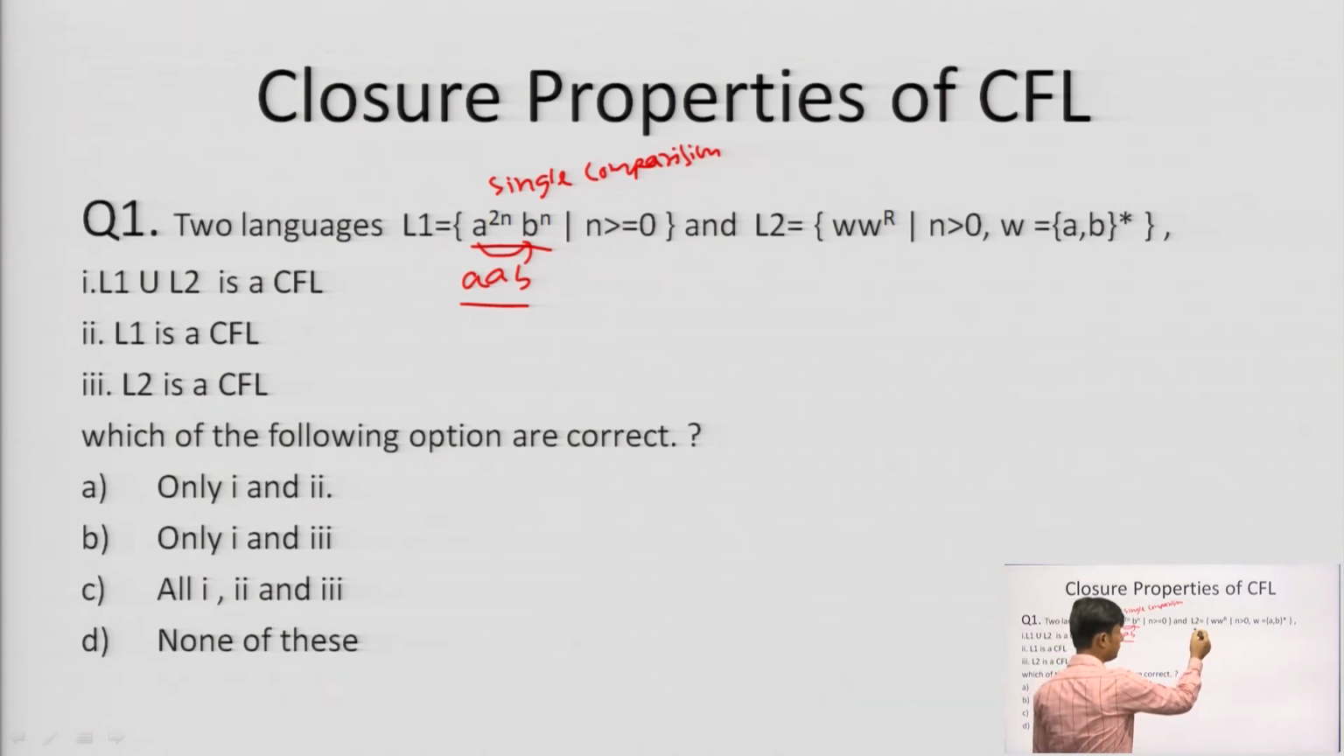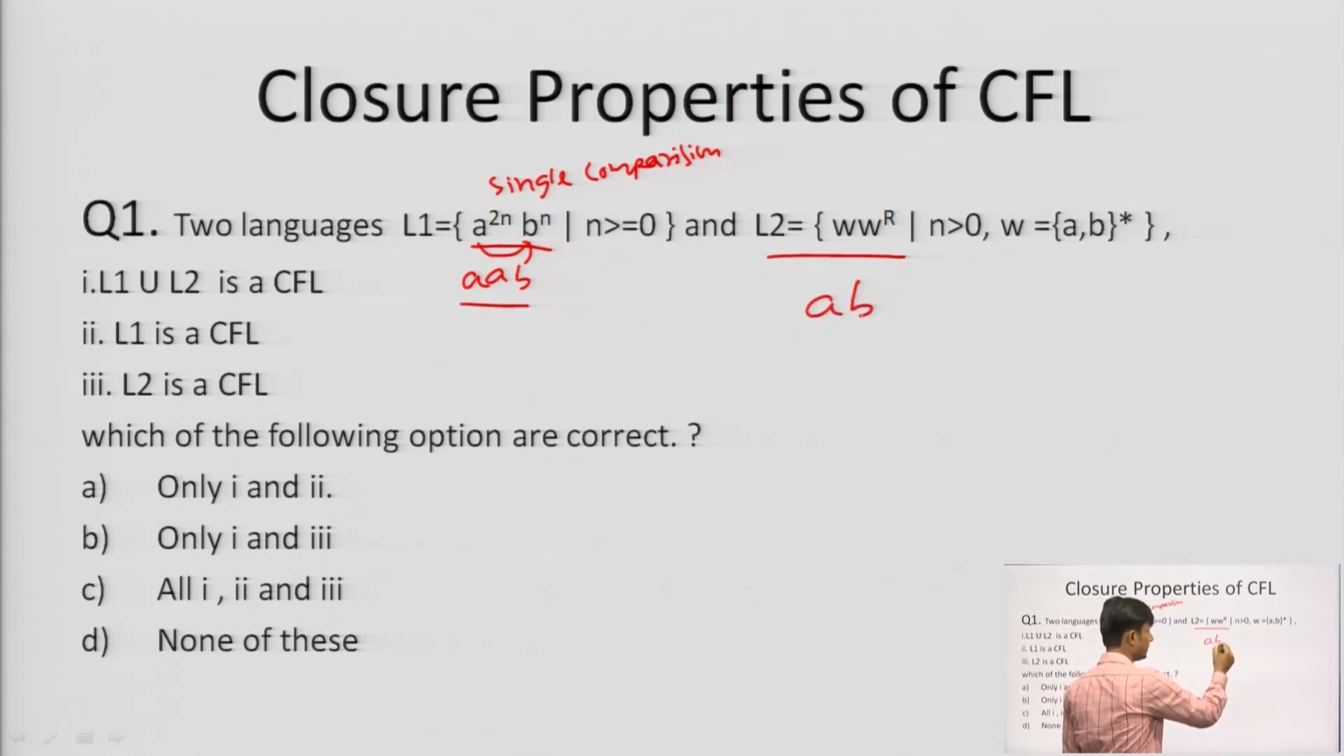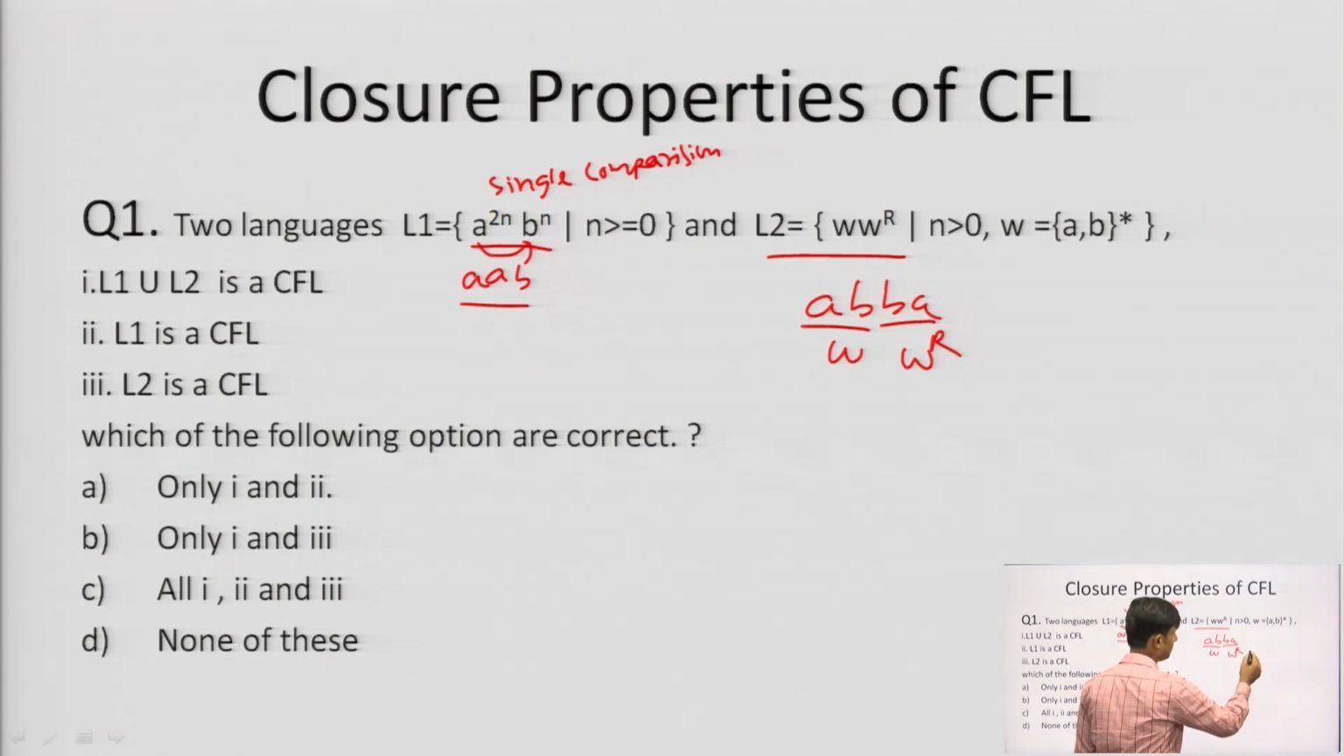This one, w w reverse, is a palindrome string. You will get a string like a, b, b, a, where this part is w and this part is w reverse, R meaning reverse.